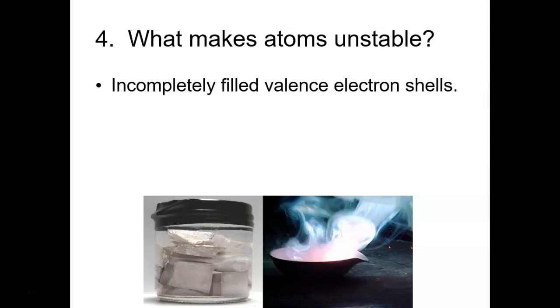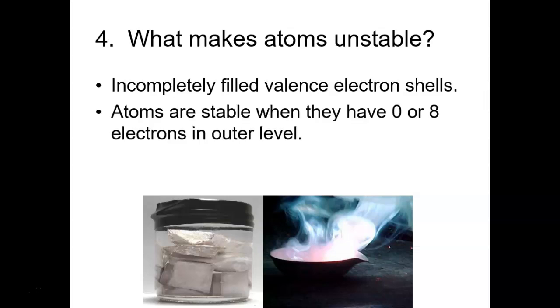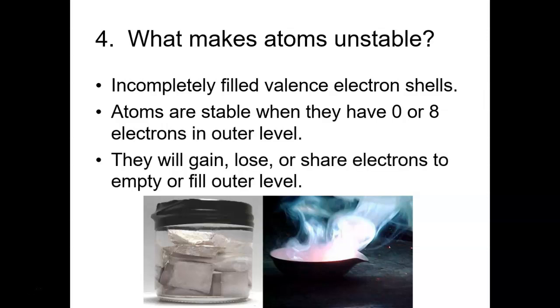So definitely atoms that have either 0 electrons in their outer shell or 8 electrons in their outer shell are very stable. All right, they have no need to try to satisfy that outer level. So they are very stable and have no desire to react with other elements.